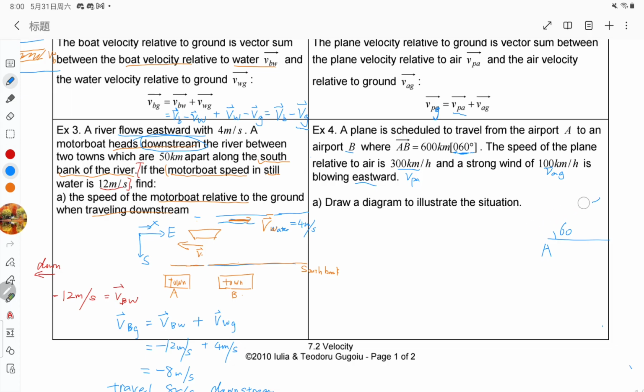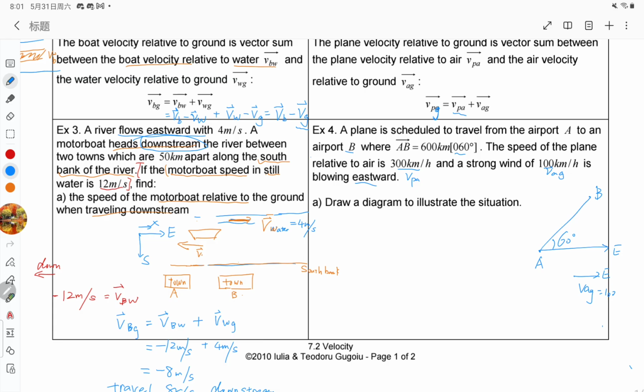All right. So yeah, I don't really understand this notation here, like 60-degree, because it didn't give me a north direction or some axis, right? So I'll just assume that this is 60-degree, but you can definitely correct me later if you think I drew it wrong, okay? And then eastward here we have the VAG, right?